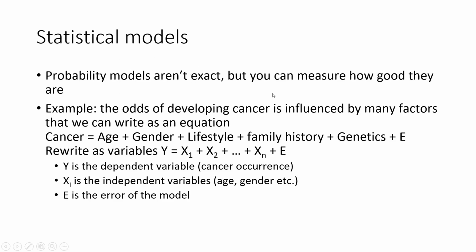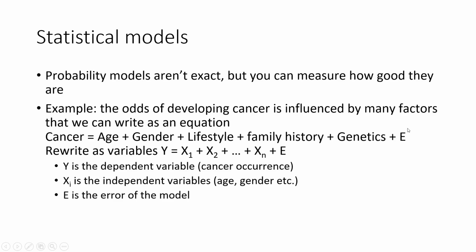So the odds of developing cancer is influenced by many factors, such as age, gender, lifestyle, family history, and so on. So let's make a nice simple equation. Cancer equals age plus gender plus lifestyle plus family history plus genetics plus E.